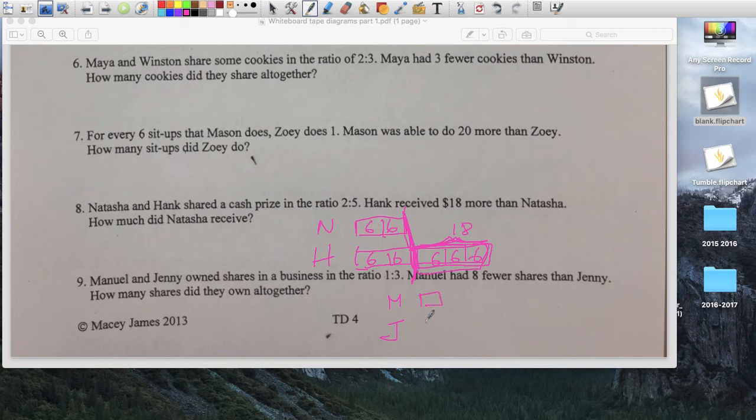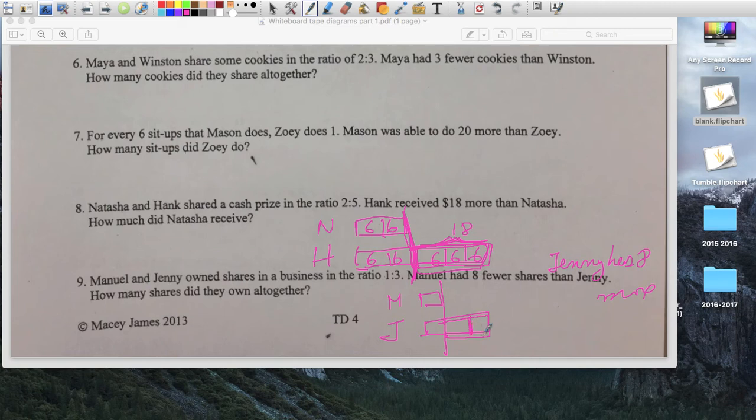ratio of 1 to 3. Manuel has 8 fewer than Jenny, or you can write Jenny has 8 more. It means the same thing. So up to this part, Manuel and Jenny have the same amount. Jenny is going to have 8 more. So these 2 extra boxes that Jenny has represent 8 more.